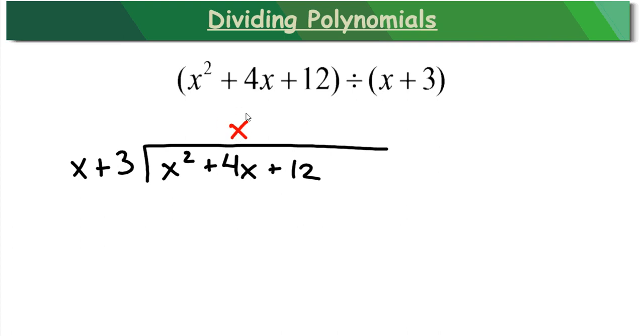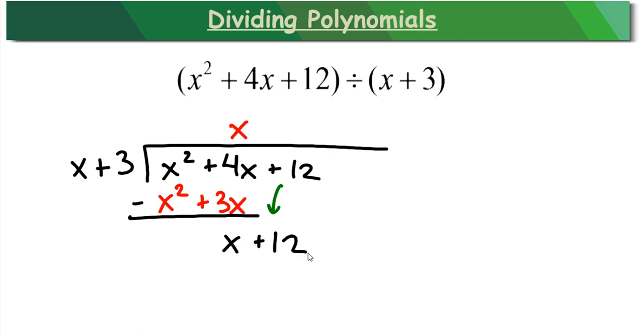Now, once I write this item up here, what do I do? I multiply it down below. X times x will make x squared. X times 3 is 3x. Now I need to subtract. X squared minus x squared is 0. That's how I know I did that right. I chose the x appropriately, and I also placed it in the x column to make sure I'm lining up my place values. 4x minus 3x is 1x. And then what do I do? I bring down the 12. So I get x plus 12.